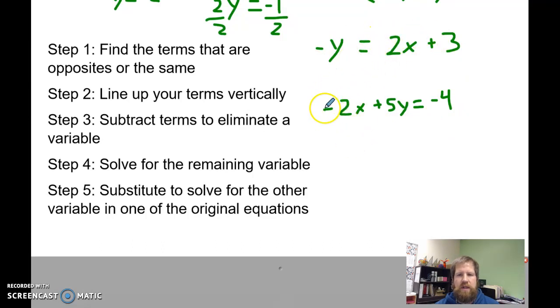It doesn't matter if one is negative or positive, at least not at the start. Because your second goal is going to be to line those terms up vertically, and that's when you're going to decide whether to use addition or subtraction.